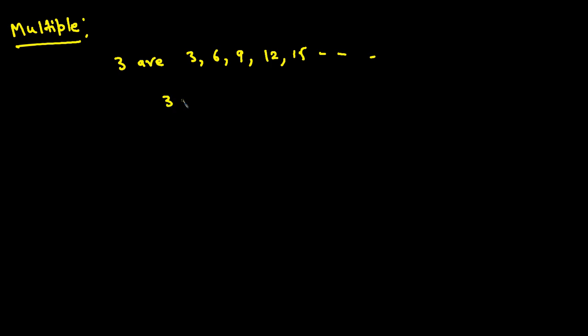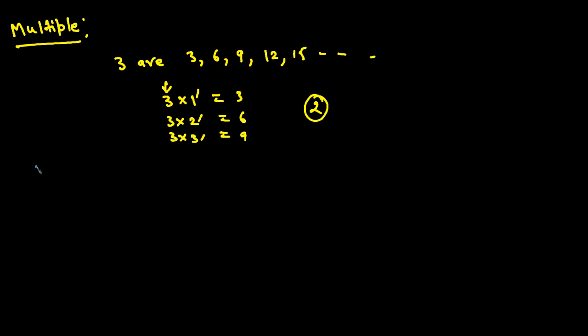So for example, 3 times 1, 3 times 2, 3 times 3. A multiple of a number is the product of that number, which is 3, and another number, which can be 1, 2, 3. Those are called the multiples of 3, like 3, 6, 9, 12 when you write a multiplication table. And the fun fact is all even integers are multiples of 2.